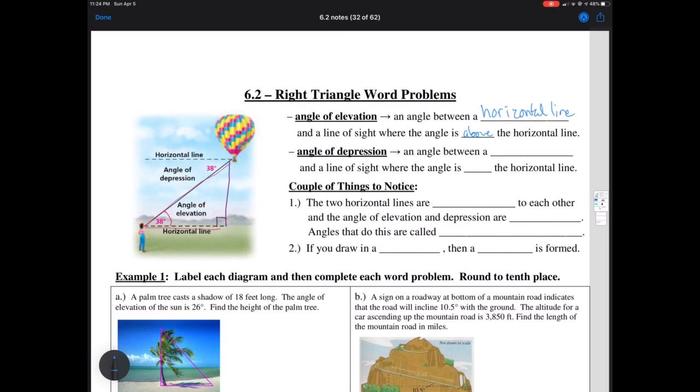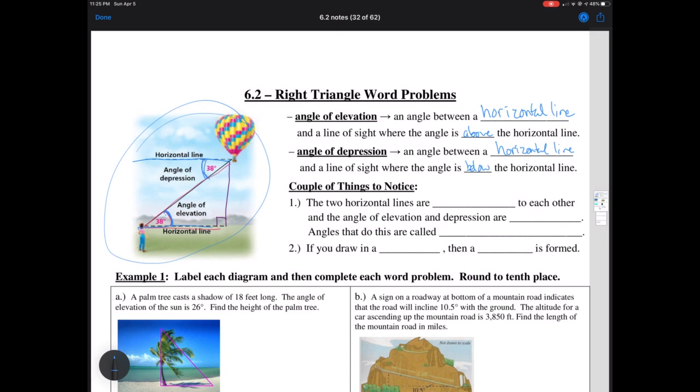So you have an angle of elevation, and then you have an angle of depression, which is the angle between a horizontal line and a line of sight where the angle is below the horizontal line. If you look at the diagram to the left, you'll see the angle of elevation, your horizontal line. The angle is above the horizontal line. Angle of depression, you see the horizontal line and the angle is below it.